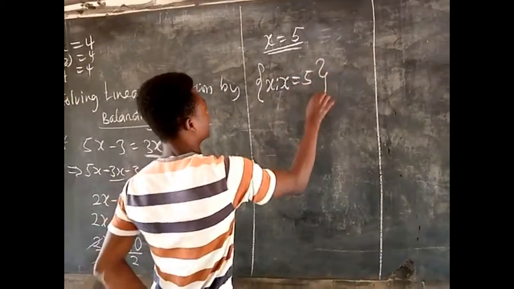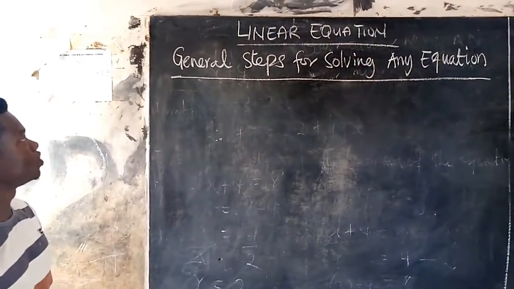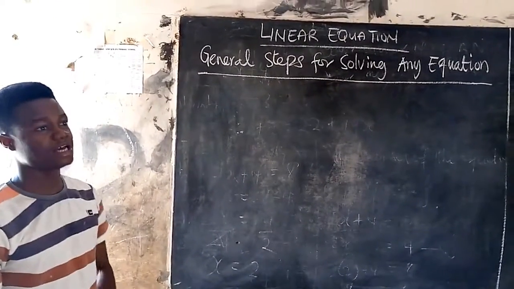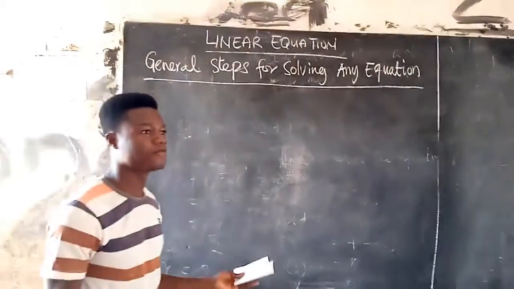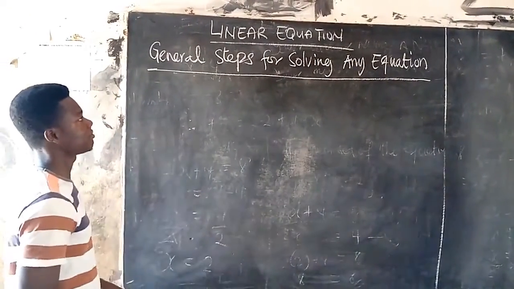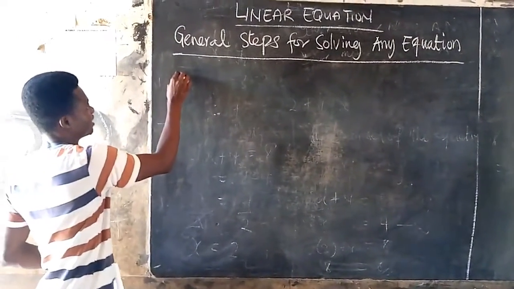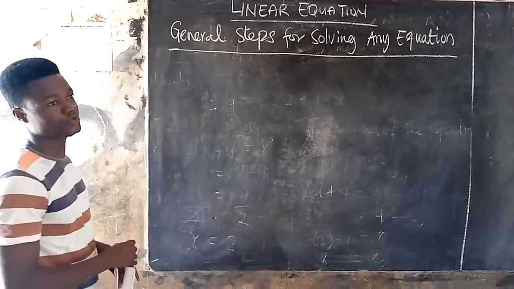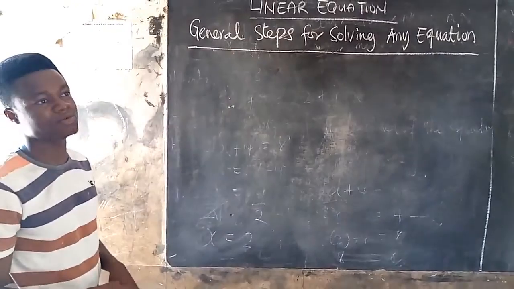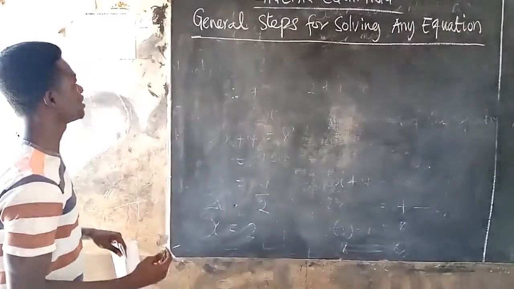Okay, this is our second tutorial, and we want to know the general steps for solving any equation. With this method, anybody at all can solve every linear equation given. So let's talk about the steps or the rules that we need to know. First, you should check for fractions in your equation. If you have a fraction, find the LCM of the fractions, and then multiply through the equation to get rid of the fraction.